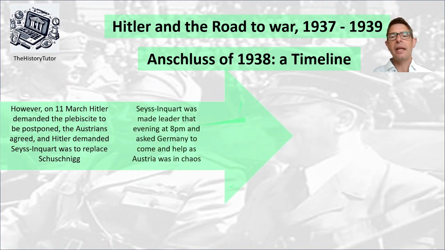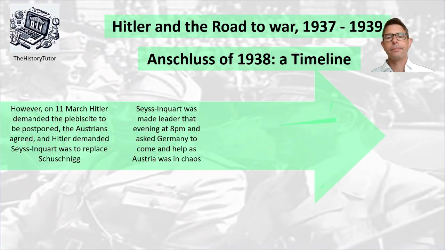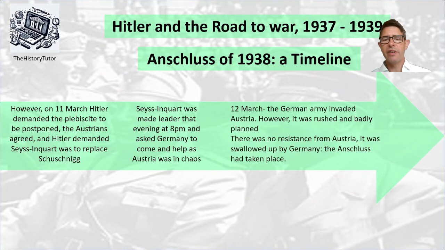So Seyss-Inquart was made leader on the evening of that day at 8 p.m. and he asked Germany to come and help Austria as Austria was in chaos. Now, this is a classic Hitler maneuver to try and make it look like he's being helpful, he's sorting out problems, when actually he's being aggressive. And he has obviously managed to bully the Austrians into giving over rule to the Nazis with threats in the background. So on the 12th of March, the German army invaded Austria.